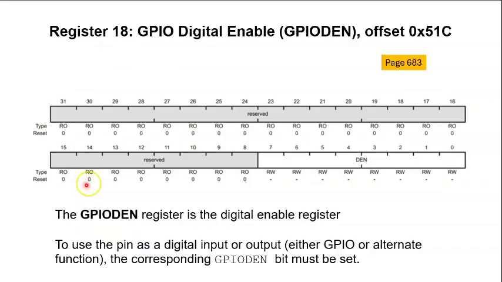All right, so let's take a quick look at the GPIO digital enable register. It has an offset of 51C, and as mentioned earlier, I've taken this from page 683 of the datasheet. It's a 32-bit register, but only these 8 bits are used. So this is the digital enable register, and to use the pin as a digital input or output, either GPIO or alternate function, the corresponding GPIO DEN bit must be set.